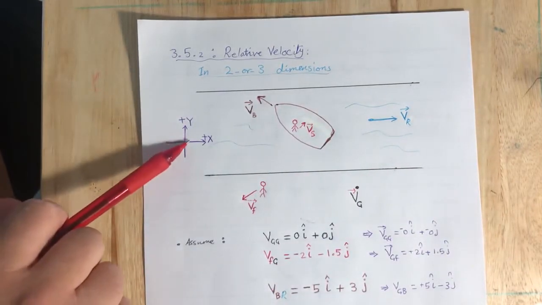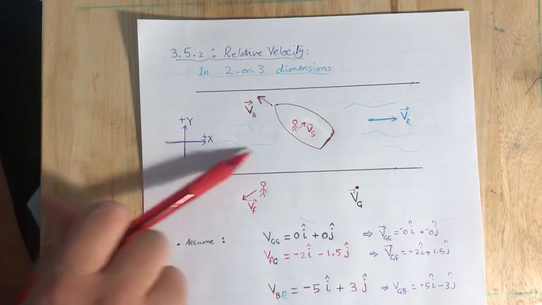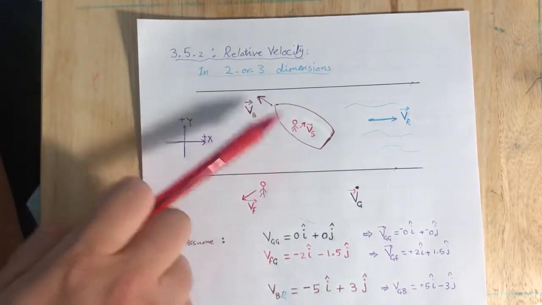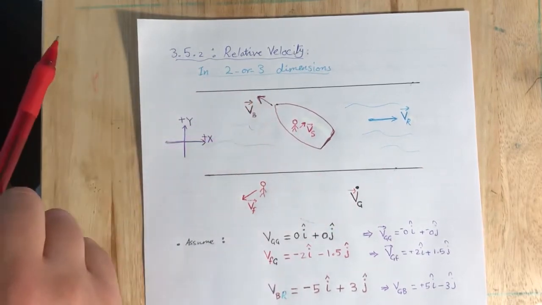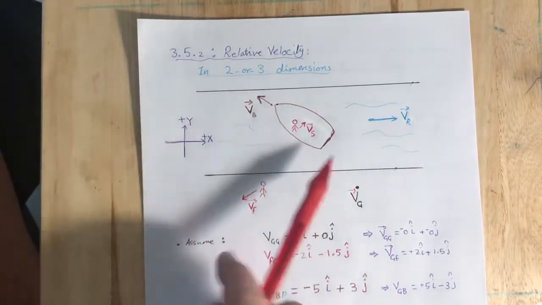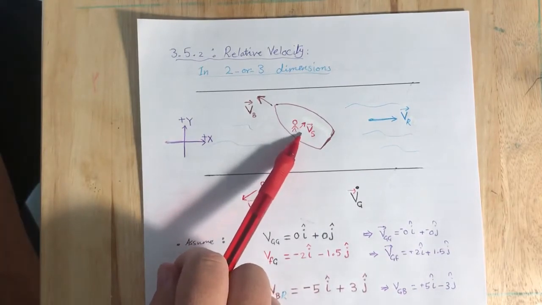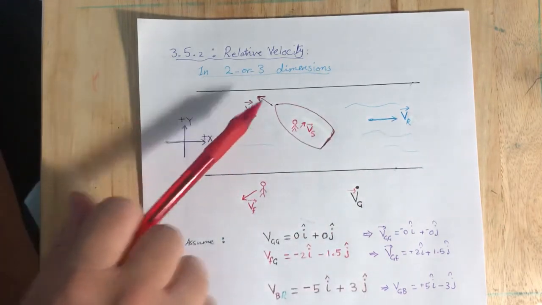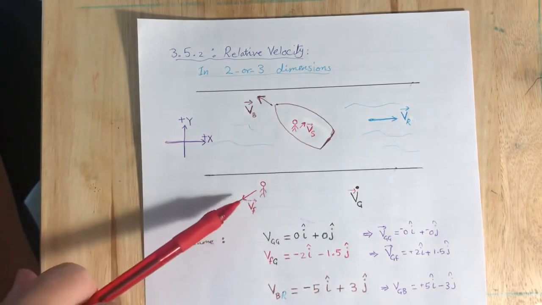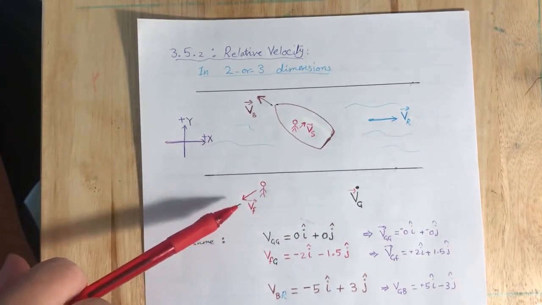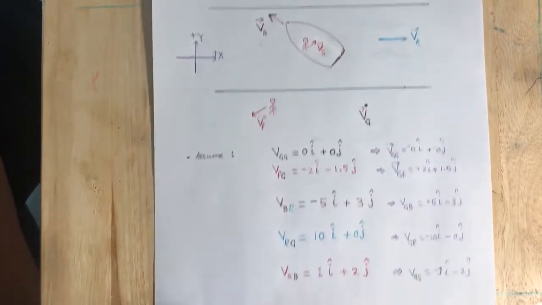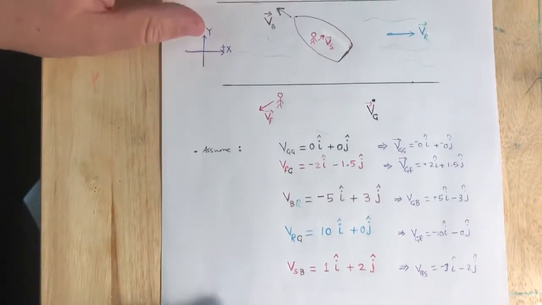We have the xy plane. This is the positive x direction. This is the positive y direction. We have a boat with this velocity, for example, just a drawing. We have a sailor inside the boat. He has his velocity. We have the river's velocity. We don't know each of these velocities with respect to one another. These are given in my question.